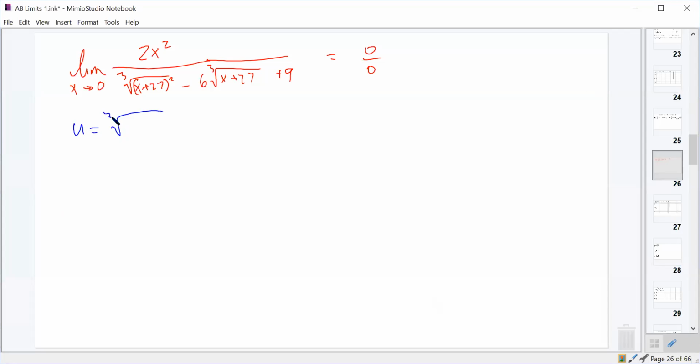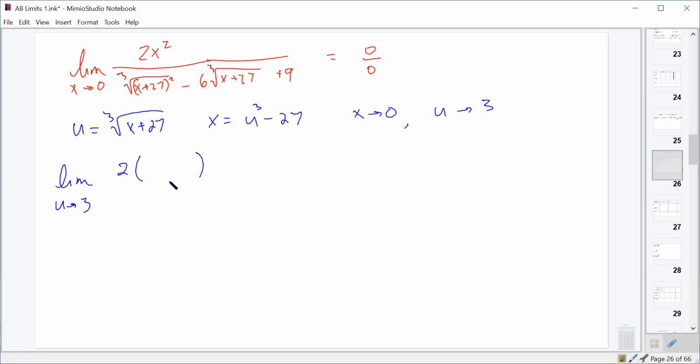U is equal to the thing inside the cube root, or the whole cube root. So even though this one has a squared on it, we're still going to make the U value the cube root of x plus 27. And then that would tell us that x is equal to U cubed minus 27 if you cube both sides and then subtract the 27. Okay. And it also tells us that when x is approaching 0, U is approaching the cube root of 0 plus 27, or 3.